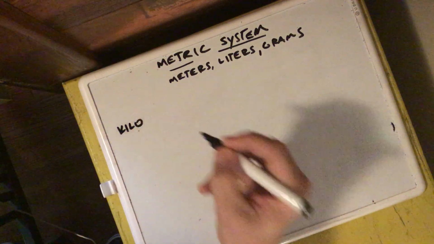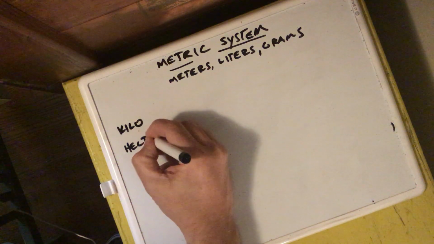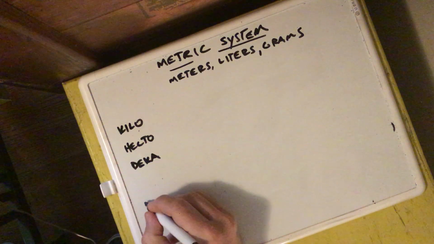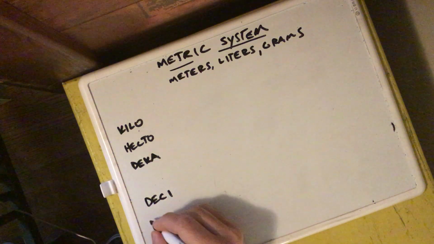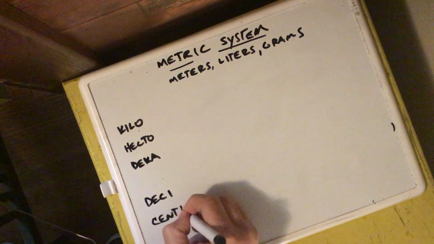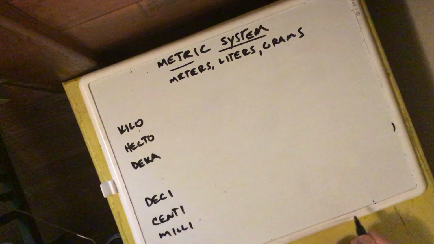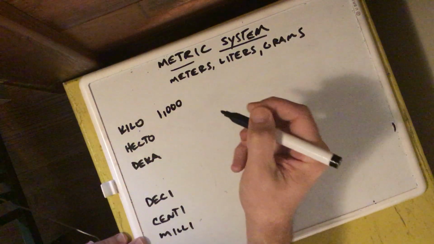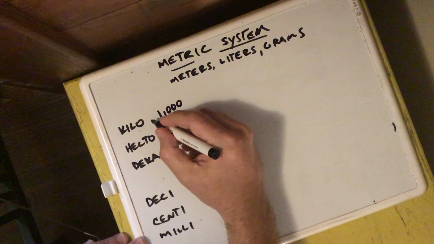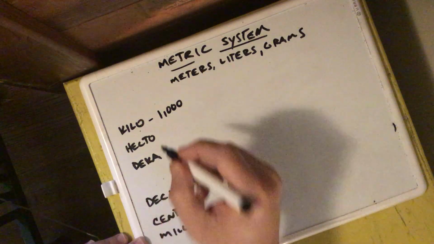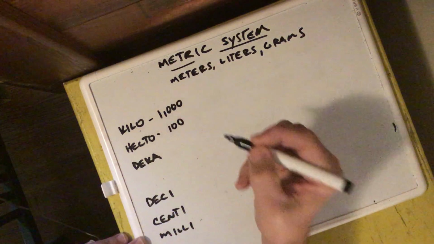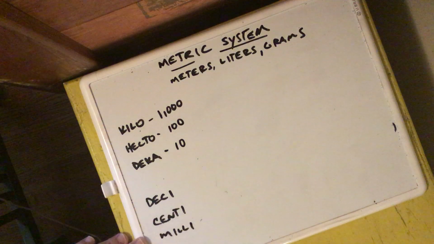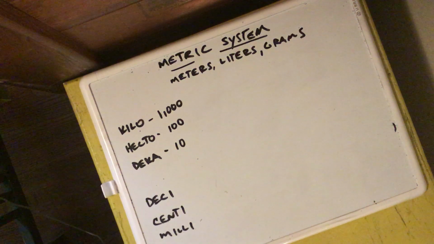The prefixes are kilo, hecto, deca, deci, centi, and milli. Kilo means 1,000 of something, so kilometers are 1,000 meters, kiloliters are 1,000 liters, etc. Hecto means 100, so a hectogram is 100 grams. Deca means 10, like a decade. Decagrams are 10 grams each.